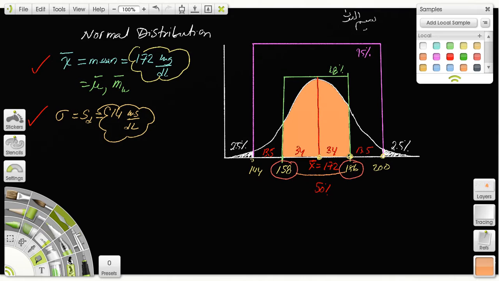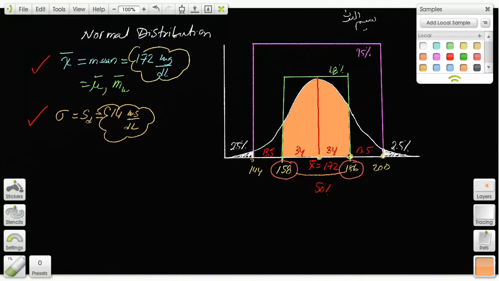It was a pretty easy question in a way. What percentage of women are between this and this? The answer is 34 plus 34, and that is 68%. So approximately 68%, because these numbers are rounded off. Statisticians probably go off to like 20 decimal places afterwards. But anyway, for rounded off, 68% of the women have cholesterol levels between 158 and 186.